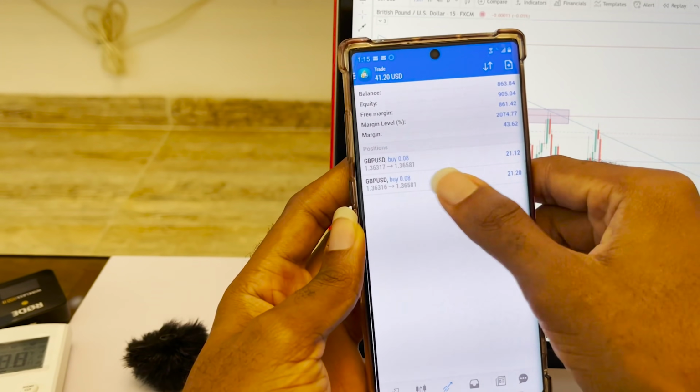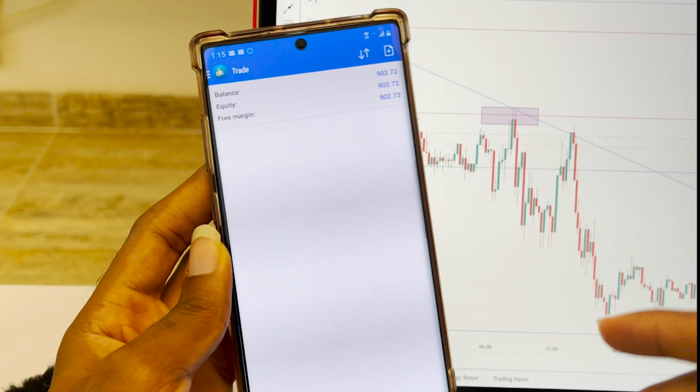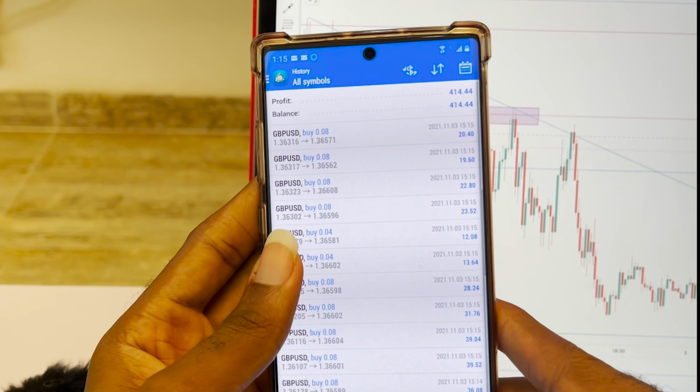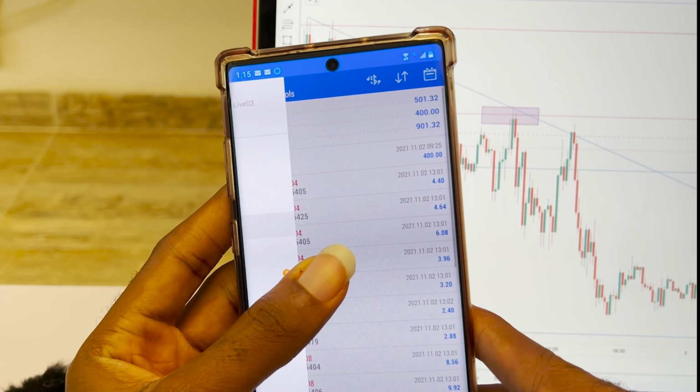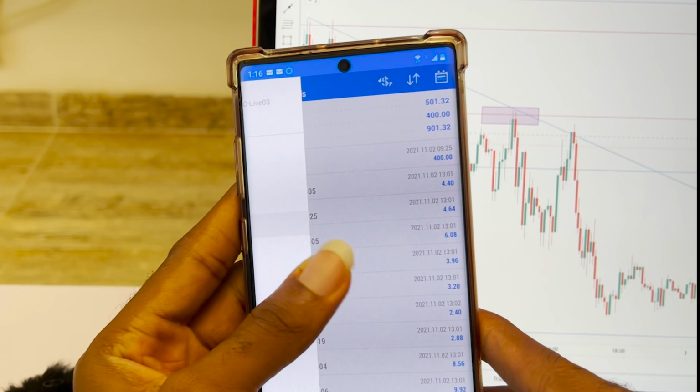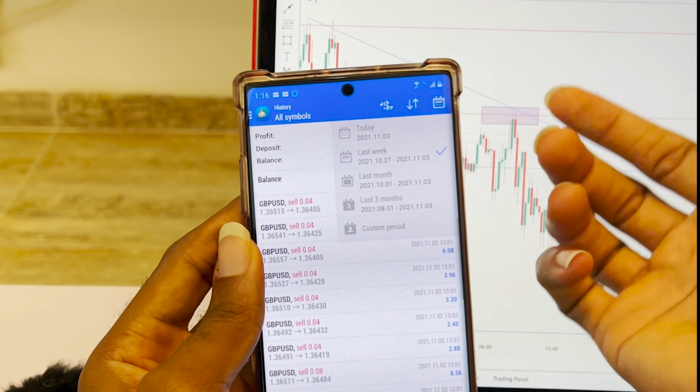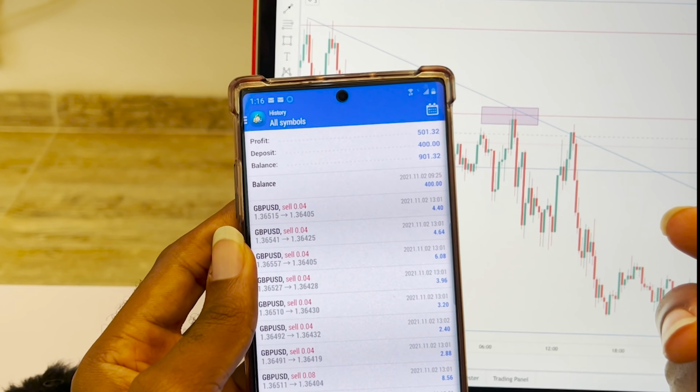So I'm done. I finally closed out at $902. This is $414 in profit for today. So it's still the same account. I've profited $501 and deposited $400 in 2 days. So today's result is this one.